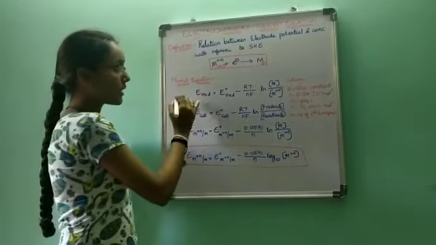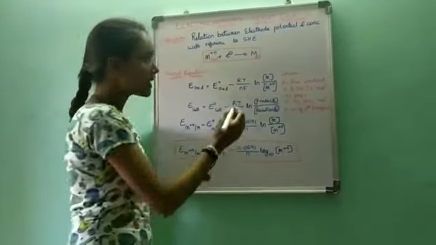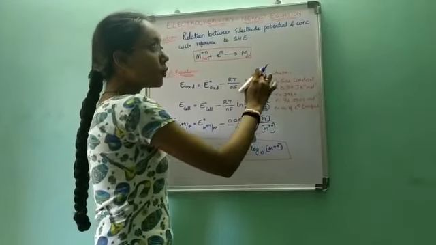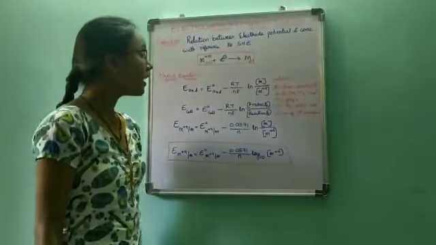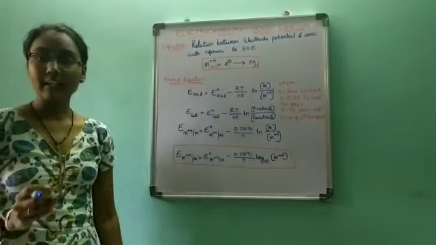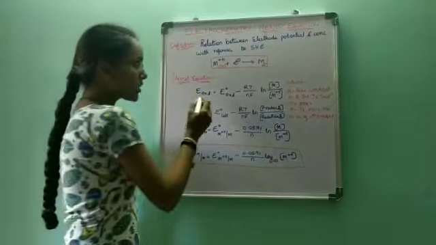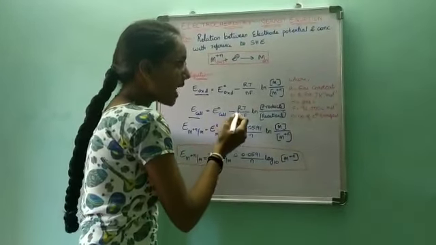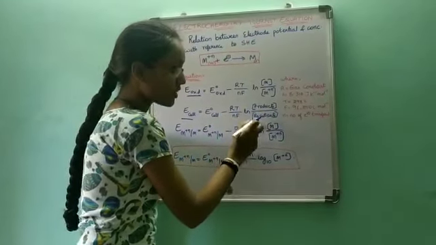The equation can be written as E oxidation is equal to E naught oxidation minus RT by NF ln concentration of the M by concentration of M power plus N. So E oxidation, what do you mean by E? E is the electrode potential of the cell. So it can be written as E cell is equal to E naught cell minus RT by NF ln concentration of the products by concentration of the reactants.